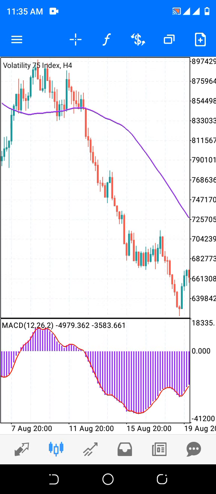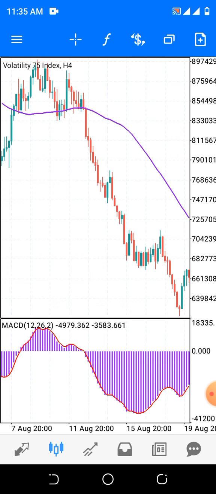Guys, this is how to trade volatility 75 index and make consistent profit. The time frame is the 4-hour time frame. Two indicators are needed: moving average and MACD. This is how the indicator works.